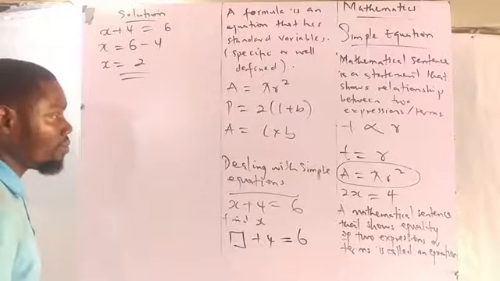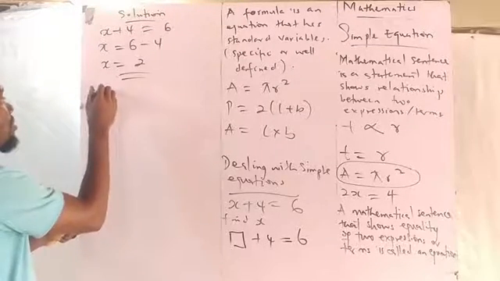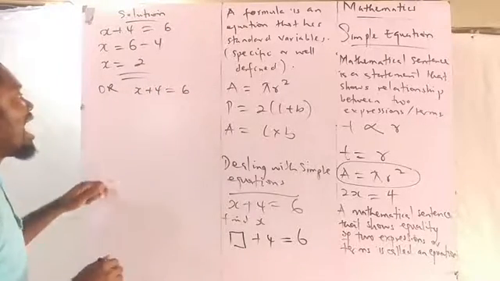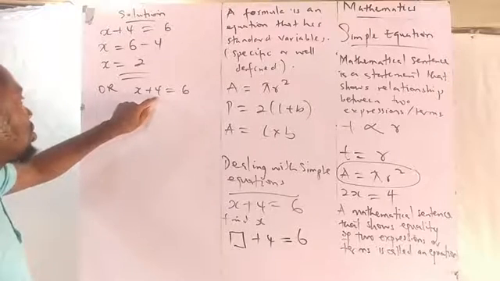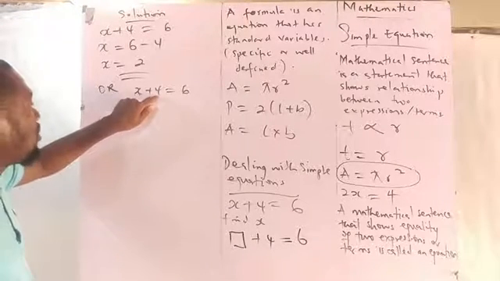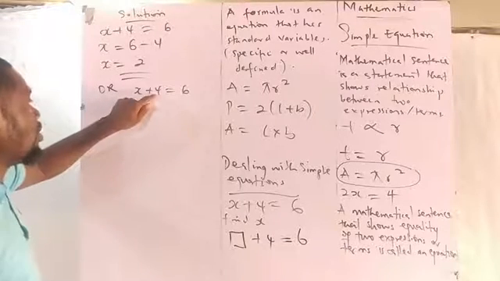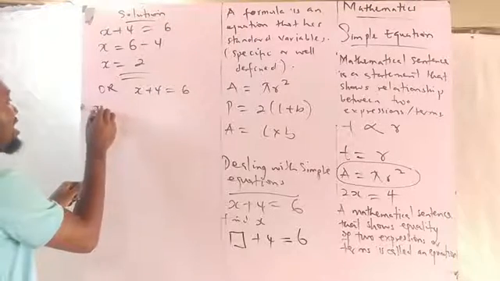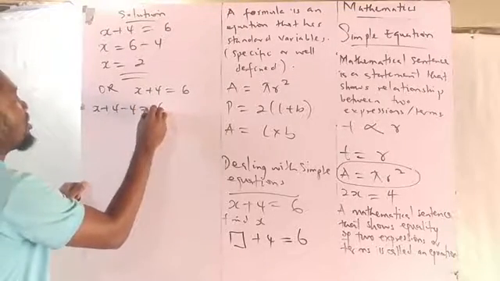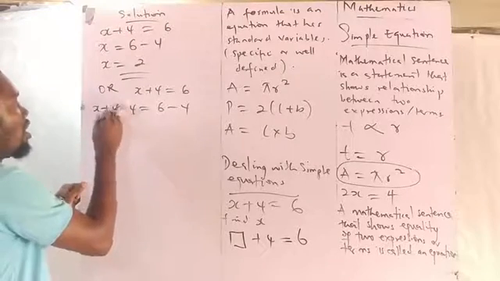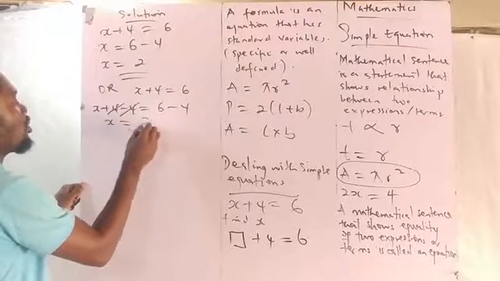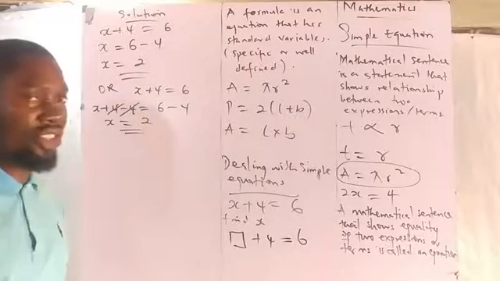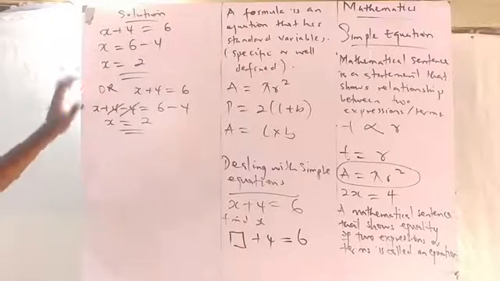Some people will also be taught in this form. You have X plus 4 is equal to 6. You'll be asked, how do you eliminate 4? What will you do to 4 to make it become 0? You put minus 4 on this side. So you will be told to introduce minus 4 on both sides. So you'll have X plus 4 minus 4 is equal to 6 minus 4. Plus 4 minus 4 is 0. So you have X is equal to 2 as the final answer. But all the same, this is how you solve your simple equations.